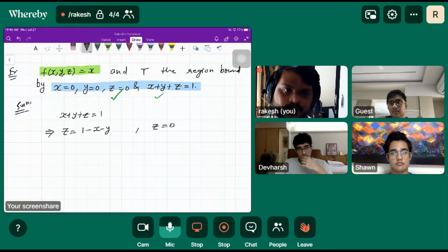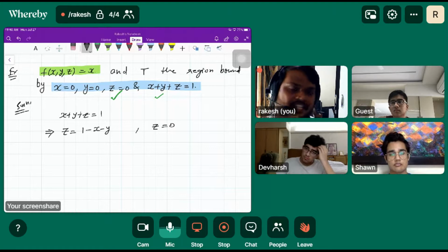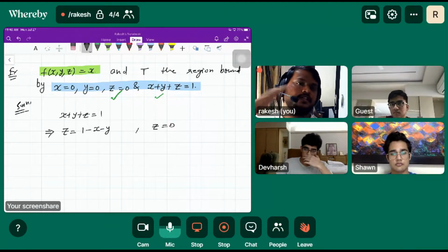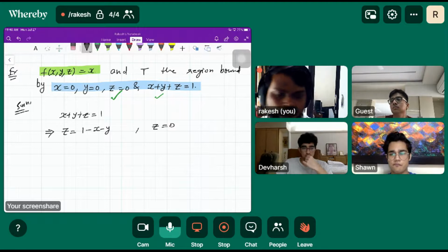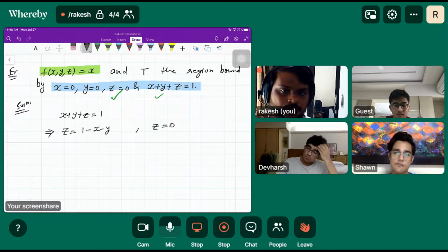Z is equal to 0 is your xy plane, right? And z is equal to 1 minus x minus y is another surface, another function. Fine. Now you have to figure out which one is on top and which one is on bottom. So for that, you have to draw the region R.